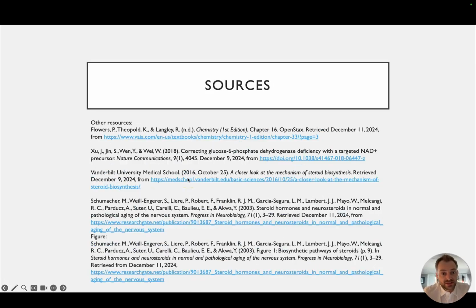Here are my sources. And I'm sorry I blazed through that. I know there was a lot of information, but I thought it was really important in the understanding of oxidation reduction processes in the human body.